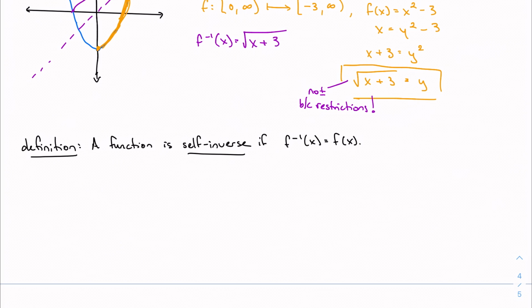One last piece is that a function is a self-inverse if the inverse and the function are the same. The book tells you that one example of this is 1 over x. Obviously, the identity would be another one. I don't know of any others. And that's all the book says about it, so we're not going to really focus on it much further.